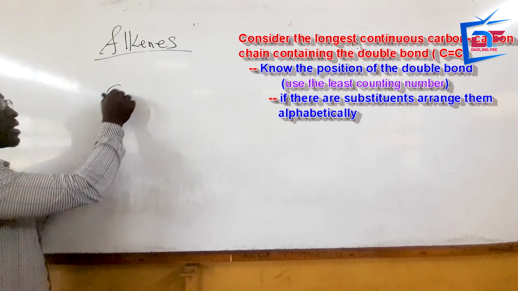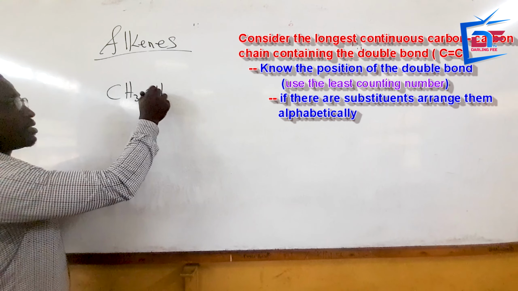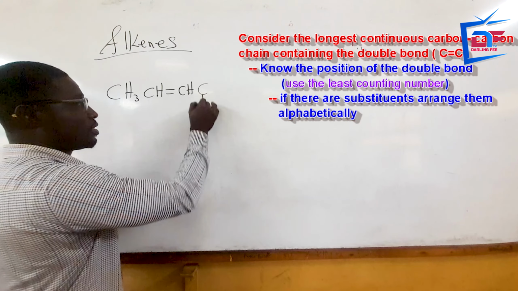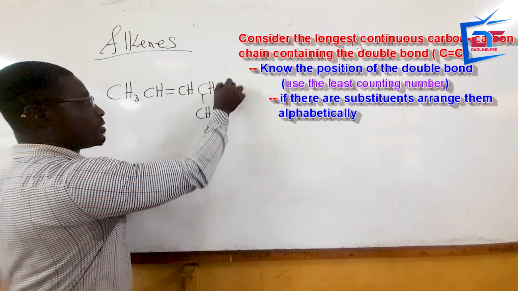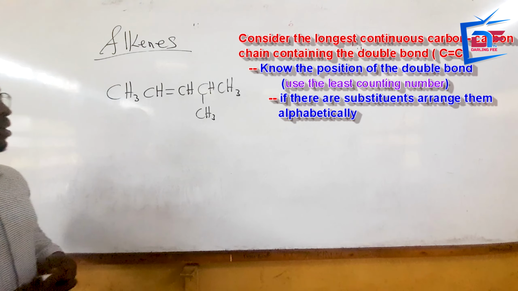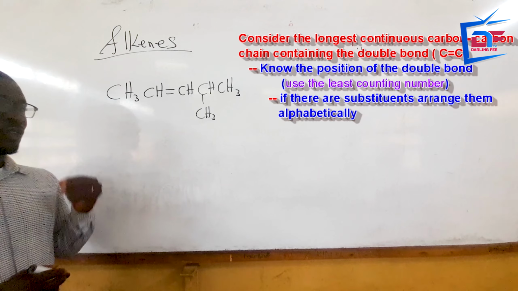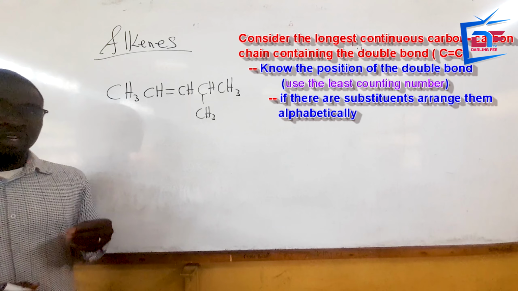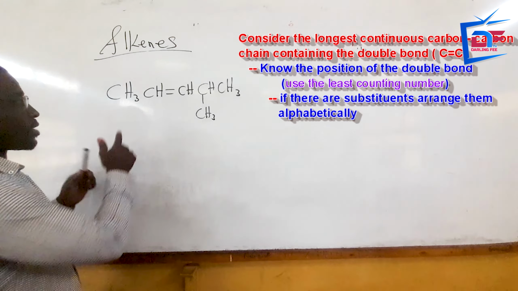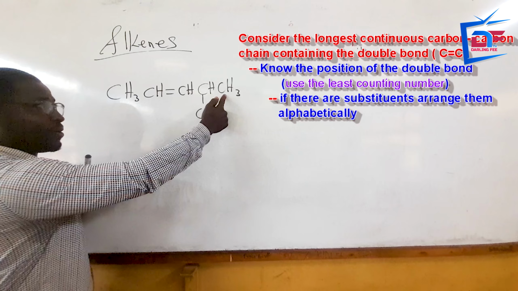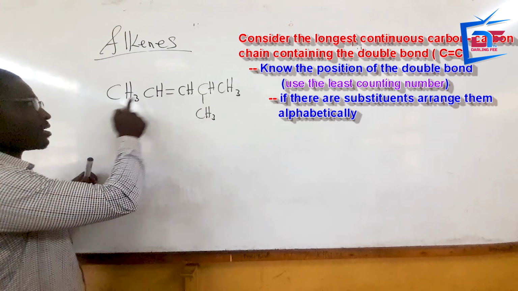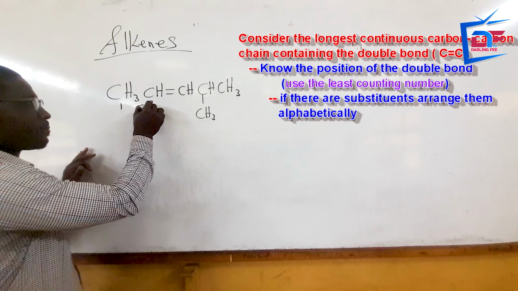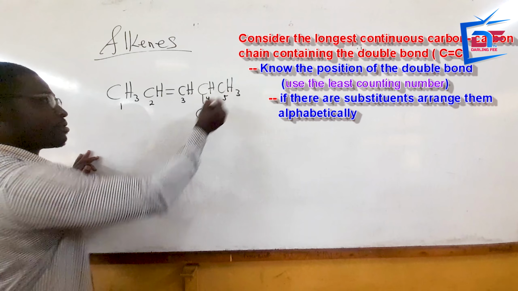Alright, so we'll pick a second example here, CH3, CH with a double bond, CH with a substituent here, CH3. So how do we go about this? Please take note, the double bond gives you the direction, not the substituent. So you consider the position of the double bond first. With this one, we cannot start the counting from here as we did earlier on. 1, 2, 3, that is too far compared to 1, 2, meaning that we have to start the counting from left to right. So 1, 2, 3, 4, 5.